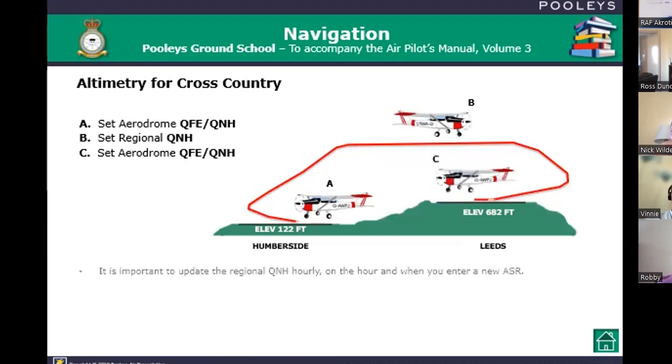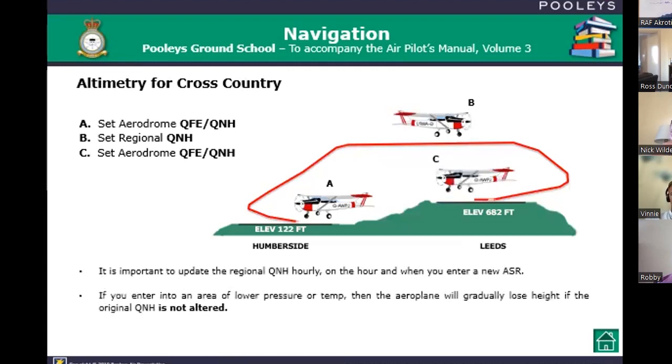So this is what we're just talking about. In other words, if we're flying from one airport to another airport, they're obviously going to be at different heights above sea level. So we'd use the QFE to take off with, we'd use QNH en route, and then we'd use the QFE to land.